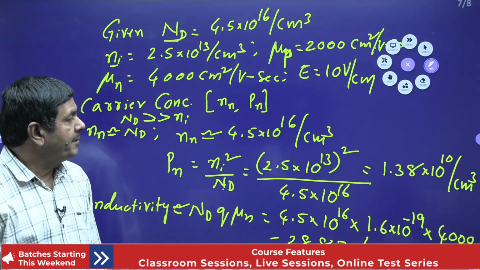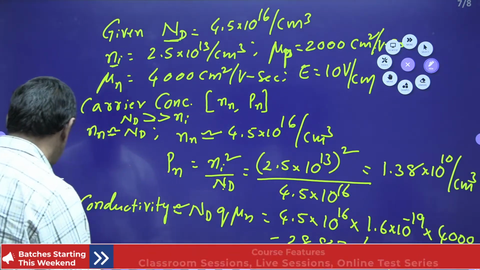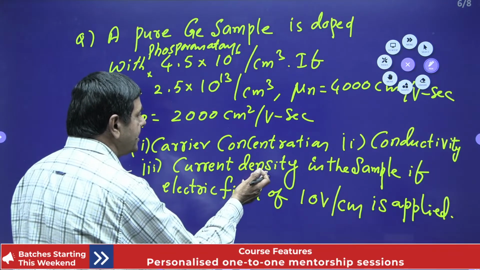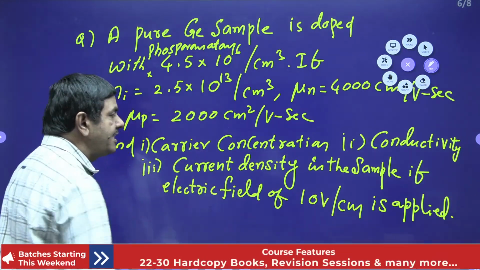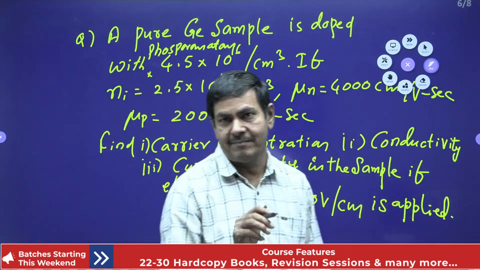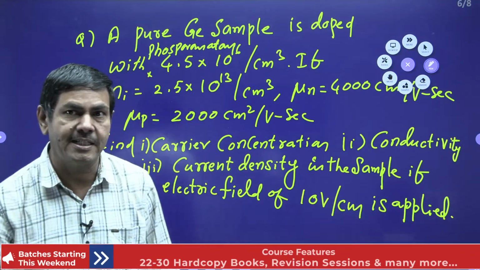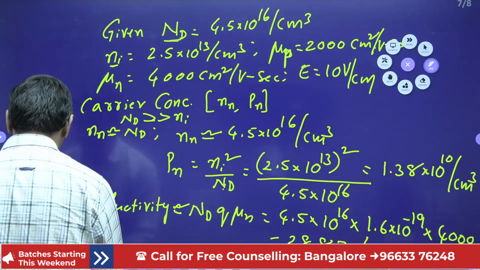So the two parameters we got now. And one more parameter is asked in the problem. Which parameter is asked to find? You check it. I got the conductivity. Current density is also asked. Current density is denoted by the symbol J. We know very well from conductors, where I explained current density. I will explain here now. Current density is calculated by what formula?